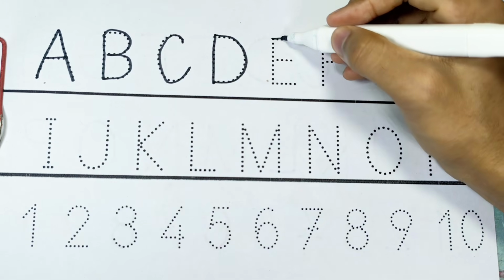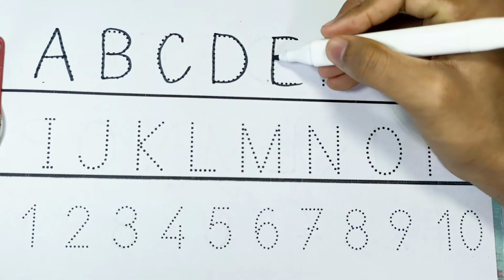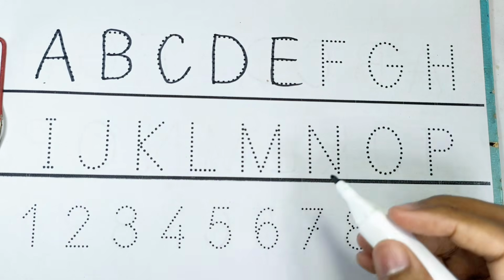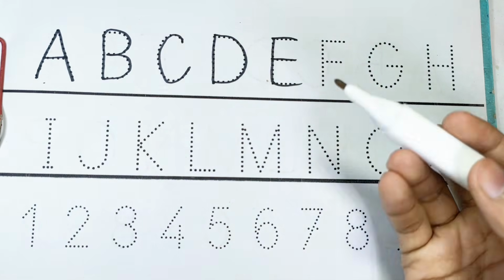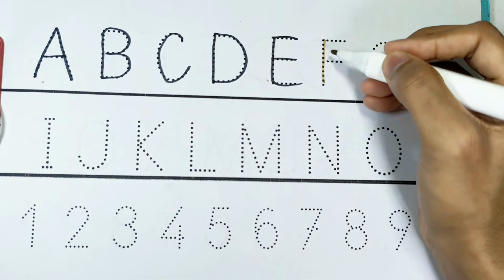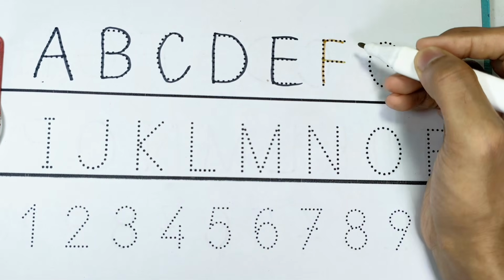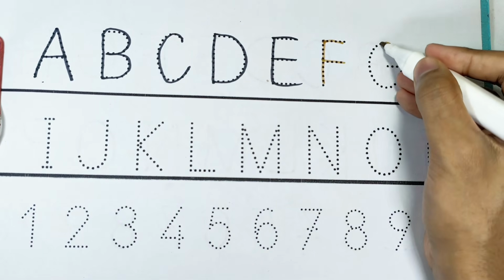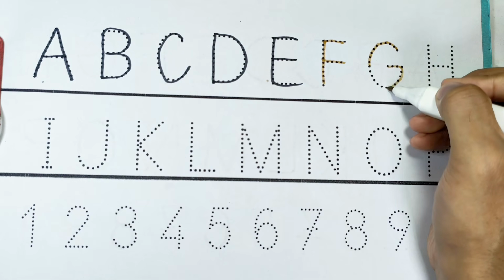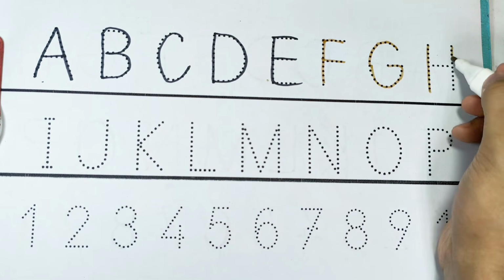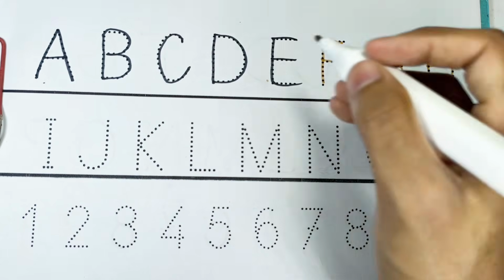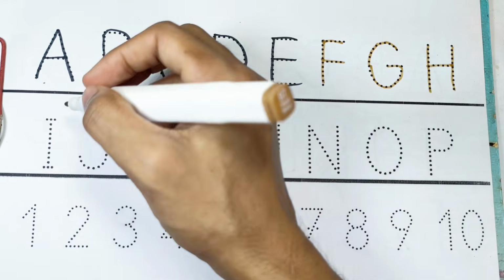The next one is E. Yes, E for egg, E for elephant. The next one is F. F for fish. Now we're using the color of rose big. F for fish. The next one is G. G for God. The next one is H. H for hand. Now we draw the alphabet of I.